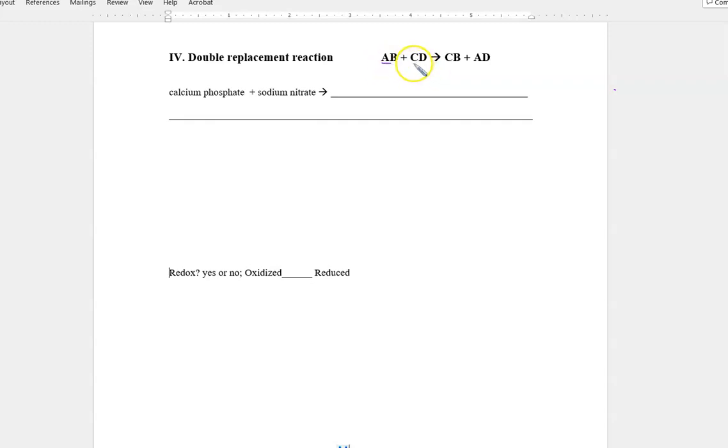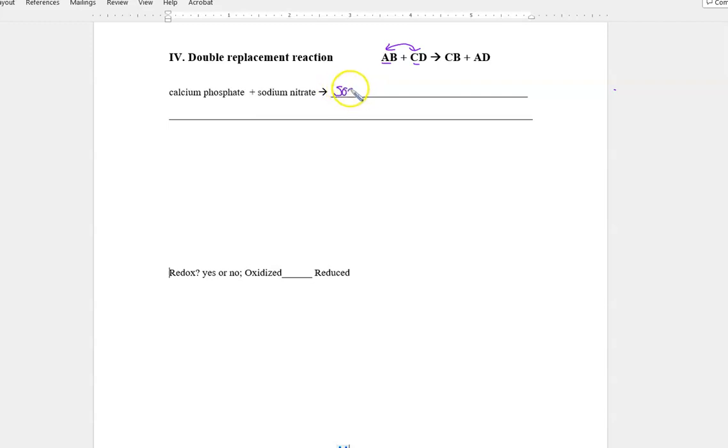And what you're going to see, remember metals are written first, we're going to always see the metals just switch places with one another. So we've got calcium phosphate compound and sodium nitrate compound. So you've got two compounds, so it's double replacement. And we're just going to see those two metals switch places. So on this side, it doesn't matter which metal you write first. It just matters what you partner it up with.